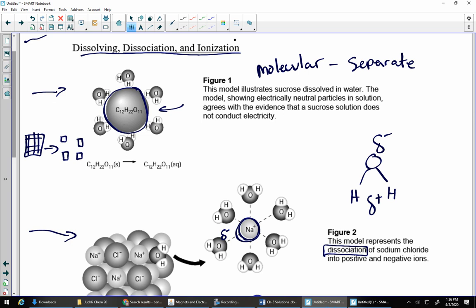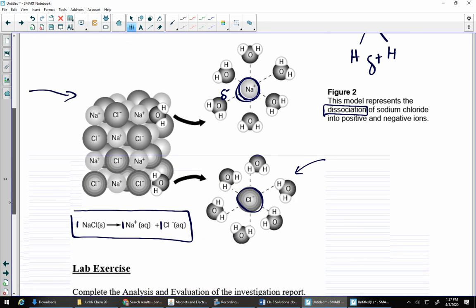Now, the other part of this one is if it's a molecular compound and it is separated, it's still an individual molecule. There's no actual charge. There's no actual positive or negative. It is electrically neutral particles, and therefore they do not conduct electricity. Whereas when we look at our ionic compound, because it's breaking apart into actual positives and negatives, cations and anions, it does conduct electricity.